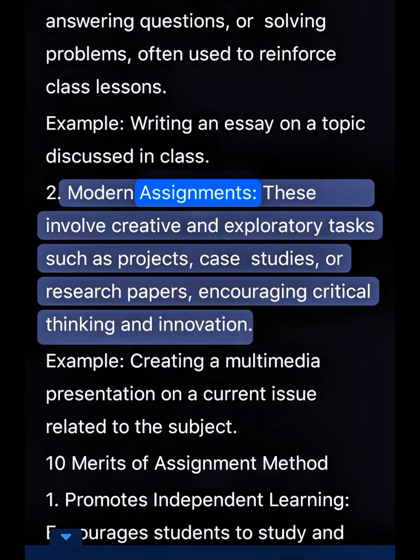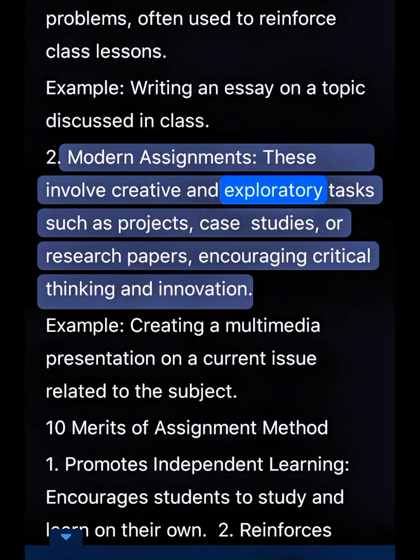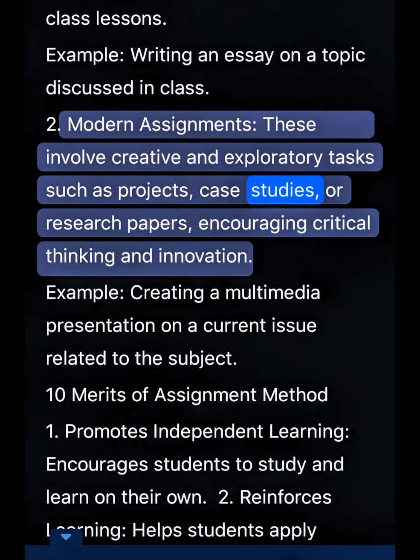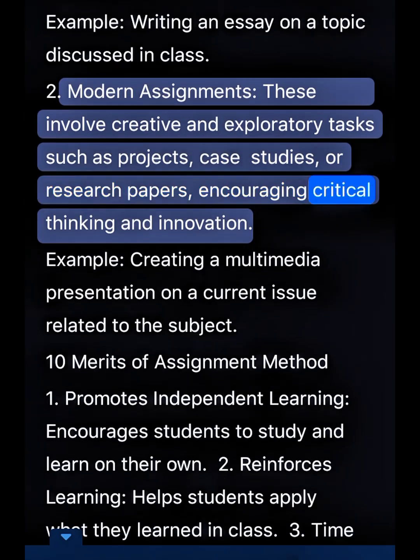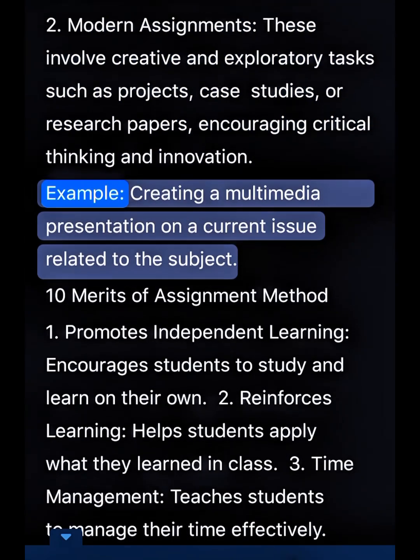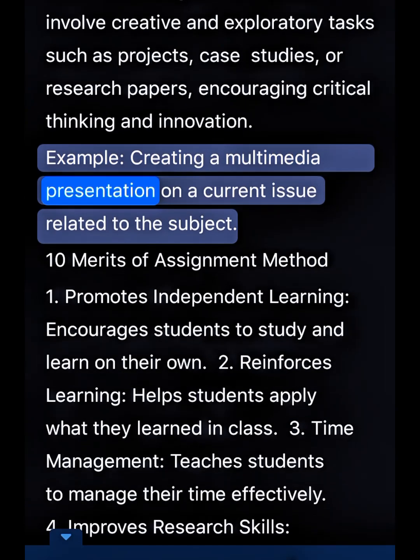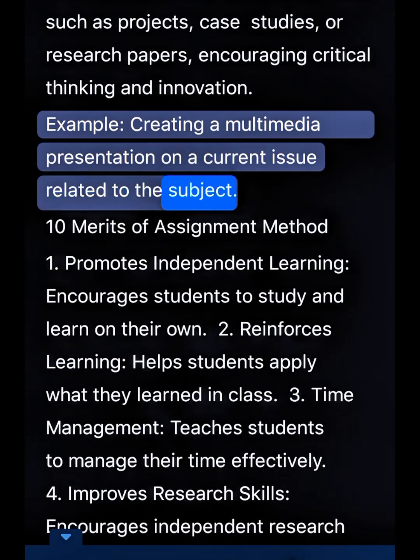2. Modern assignments. These involve creative and exploratory tasks such as projects, case studies, or research papers, encouraging critical thinking and innovation. Example: creating a multimedia presentation on a current issue related to the subject.